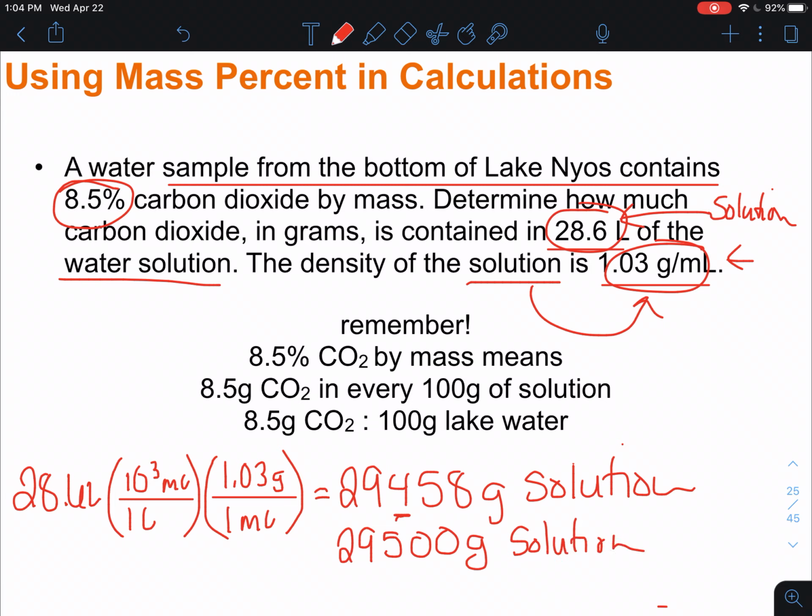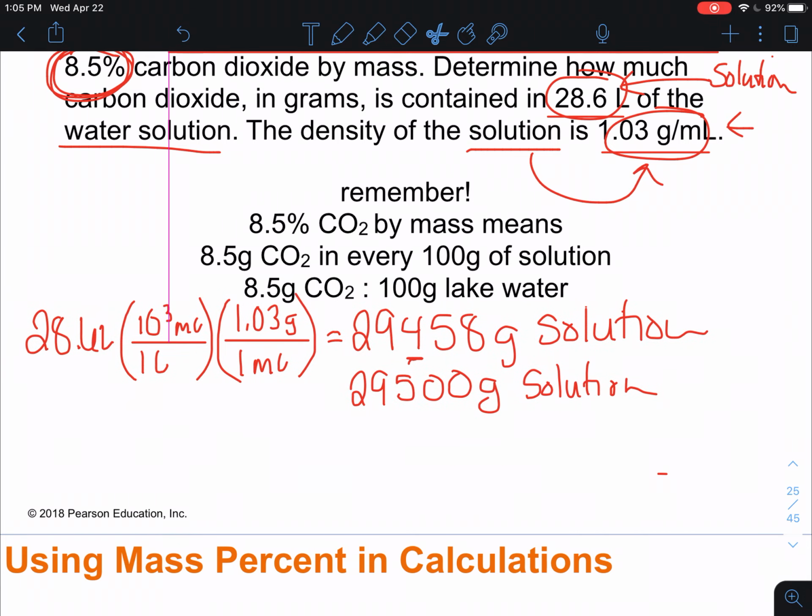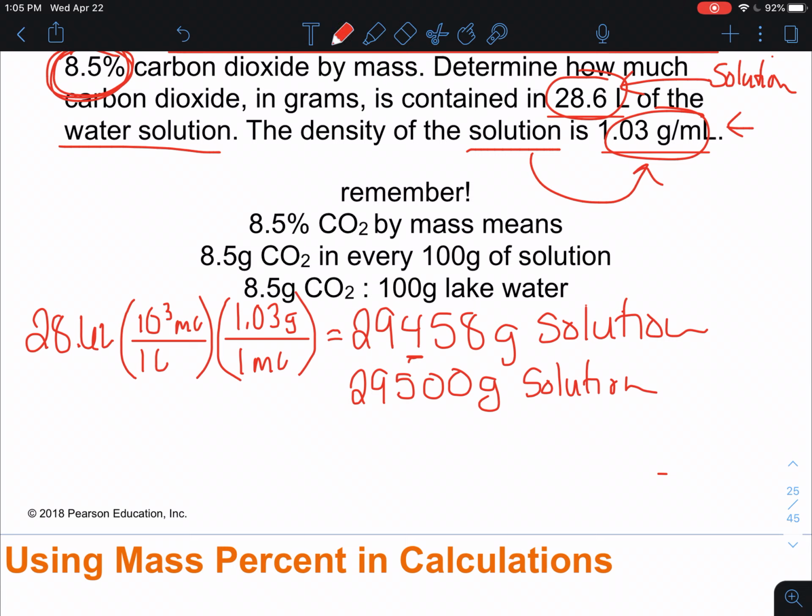Okay, so a water sample from the bottom of Lake Nyos contains 8.5% carbon dioxide by mass. So we need to figure out how many grams of carbon dioxide is in this amount of solution, okay? So what we're going to do is use this 8.5%. Now that we have grams of solution, we're going to start off by saying 29500 grams solution. And we're going to use 8.5% as a conversion factor.